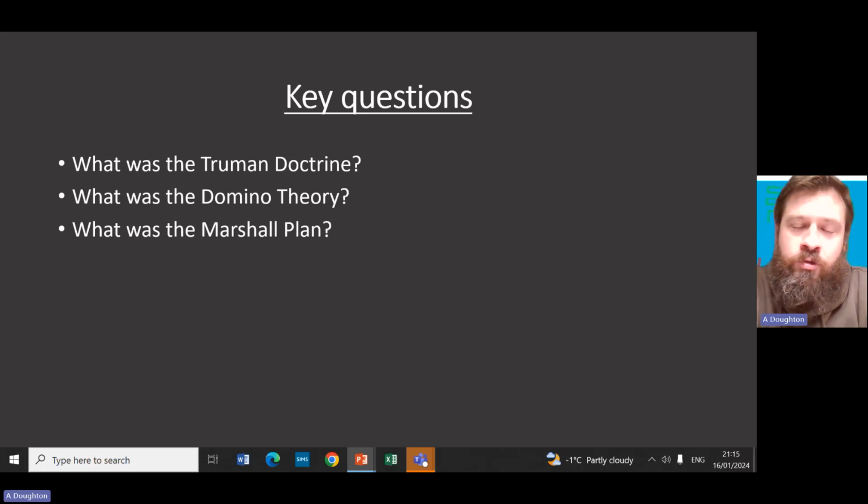Right, so like I said, Truman Doctrine is an important, massive part of foreign policy in the second half of the 20th century. Truman Doctrine is the policy of containment, the policy that they will try and contain communism, so stop the spread of it. The domino theory is the belief that if one country falls to communism, others will then follow suit. And the Marshall Plan is that economic support that they will provide for countries in Europe to stop them falling to communism.